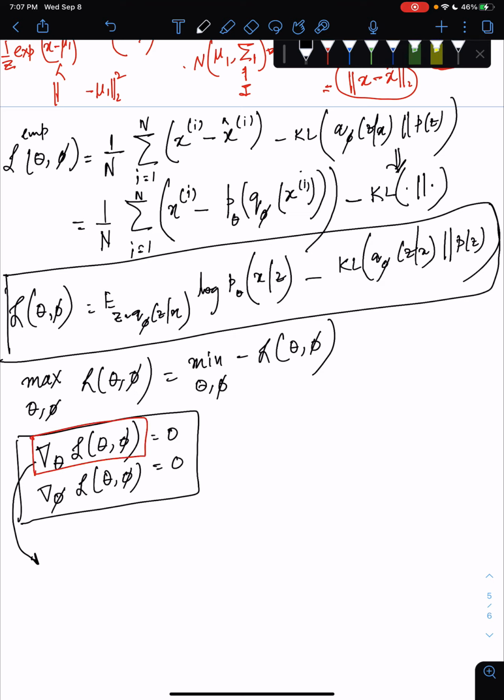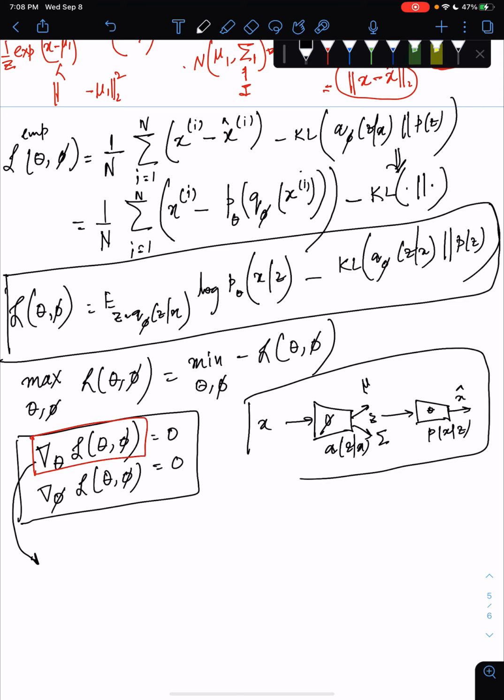Network-wise it's very simple. Here is this network, then I have another network that produces my x hat, which is for p x given z. This is z, this is x, this is q z given x, this is phi, this is theta, this is mu, this is sigma. So this is my simple VAE. I am taking the gradient of this loss function with respect to the parameters of the decoder.